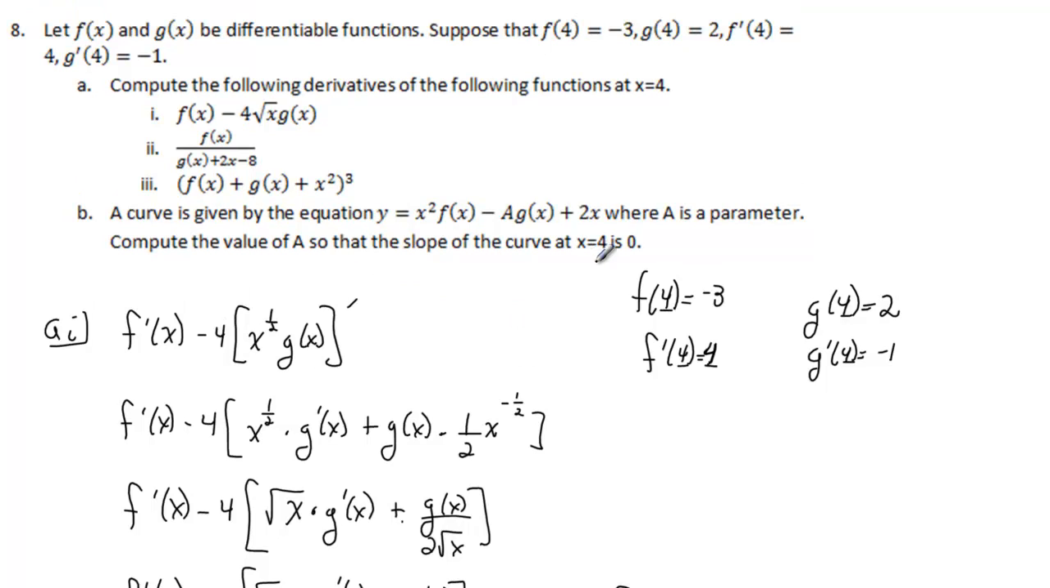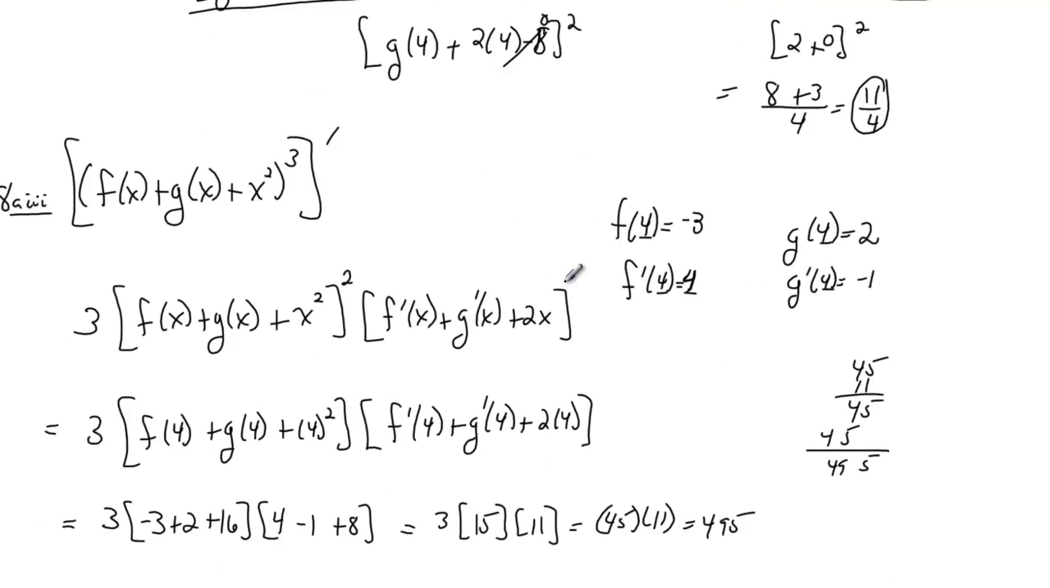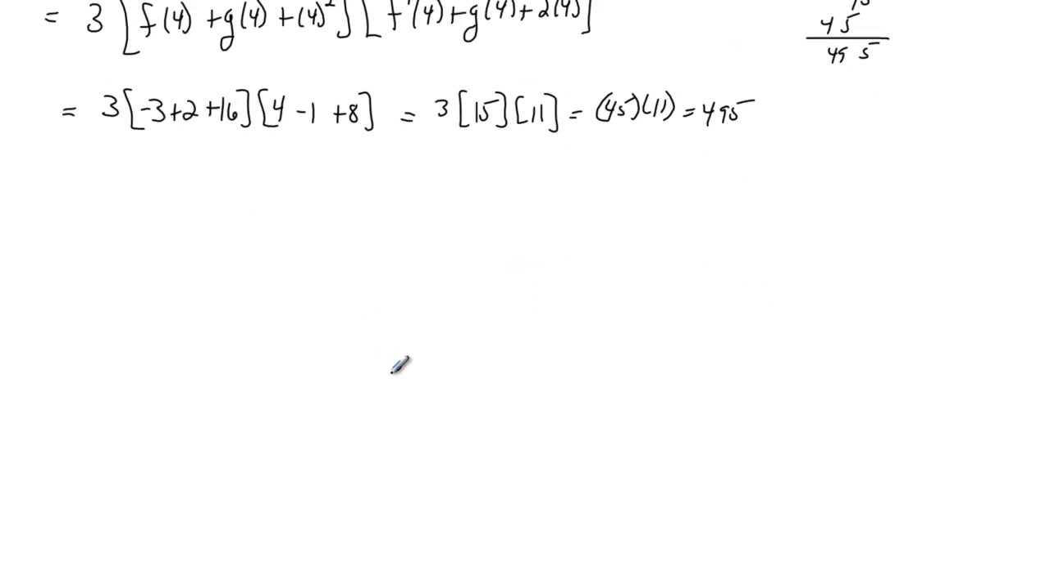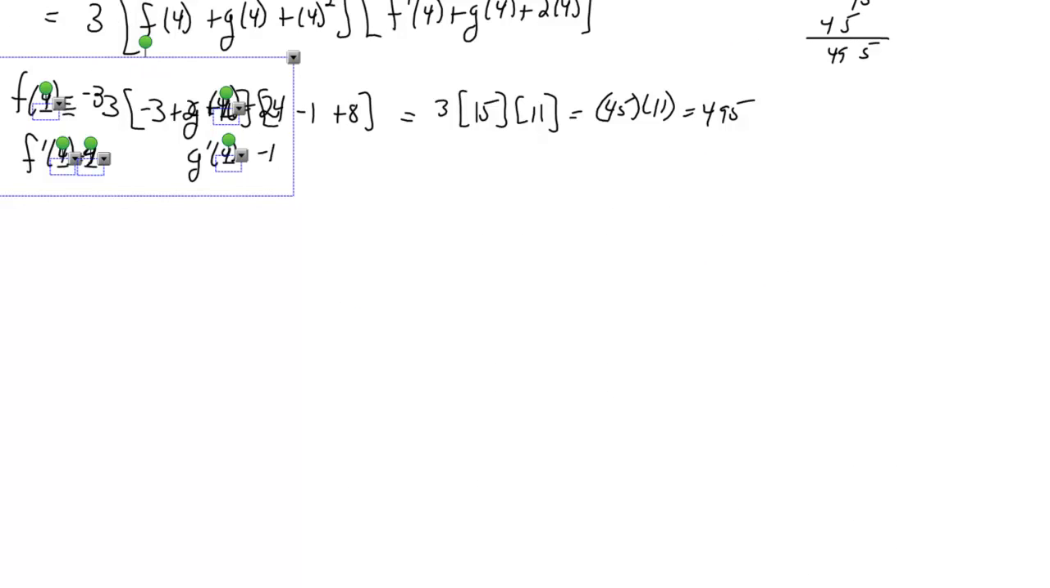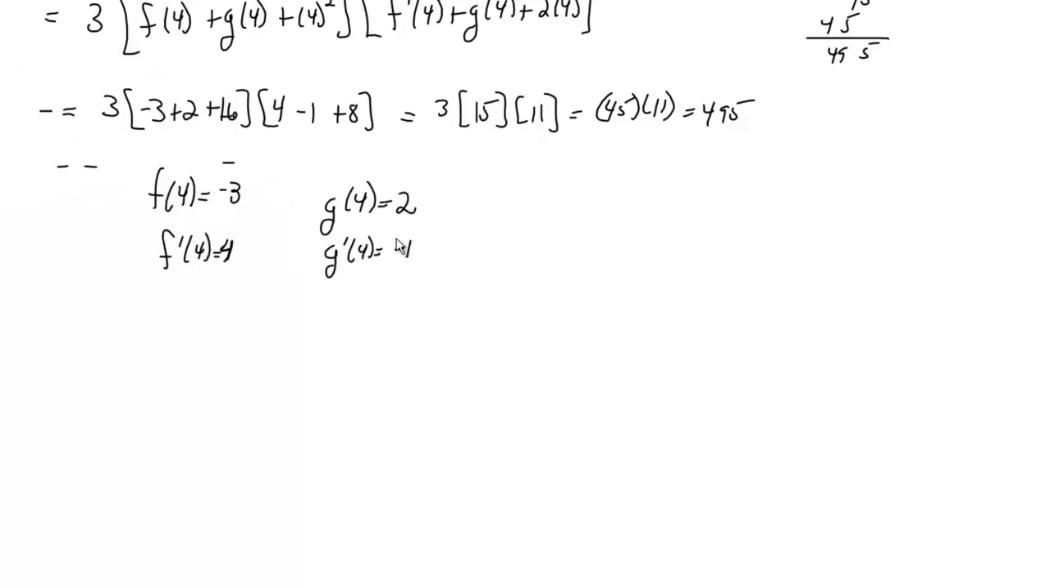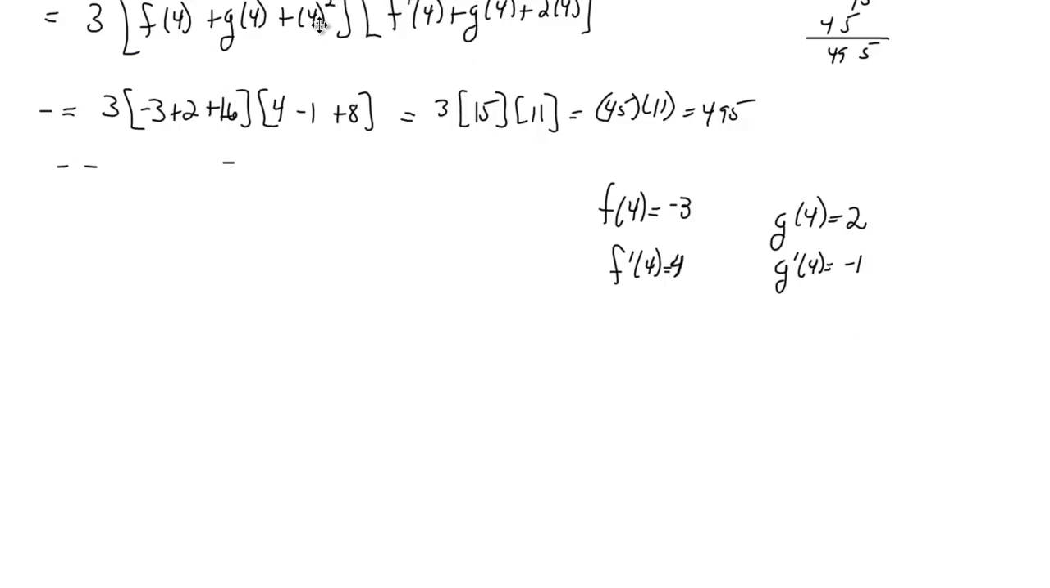It's part B. So we have a curve given by y equals x squared times f of x minus a times g of x plus 2x, where a is a parameter, also known as a constant. Compute the value of a such that the slope of the curve at x equals 4 is 0. So we want to find where our derivative is equal to 0 when x equals 4. Specifically, that will give us the point A. So I'm going to come down here, and I think I can bring my little set of givens down with me.